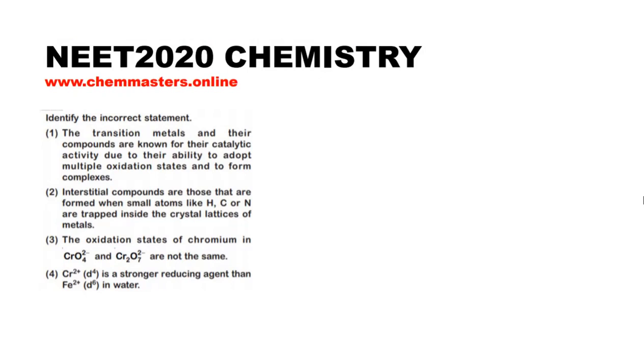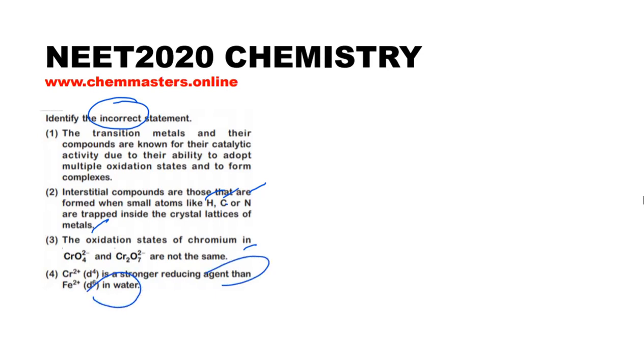Identify the correct statement here, regarding the transition metals and their compounds. The transition metals and their compounds are known for their catalytic activity due to their ability to adopt multiple oxidation states and to form complexes. Here we need to find the incorrect statement. Next, interstitial compounds are those that are formed when small atoms like H, C, N are trapped inside the crystal lattices of metals. Next, the oxidation states of chromium in both the given oxides of chromium are not the same. And here, chromium plus 2 is a stronger reducing agent than iron plus 2 in its d6 in water.